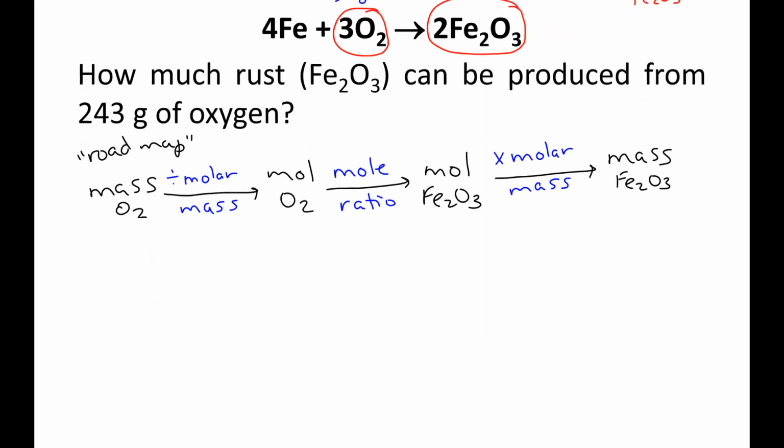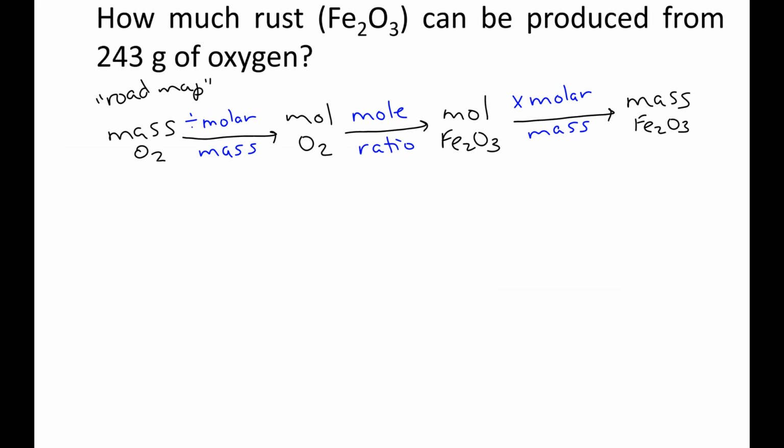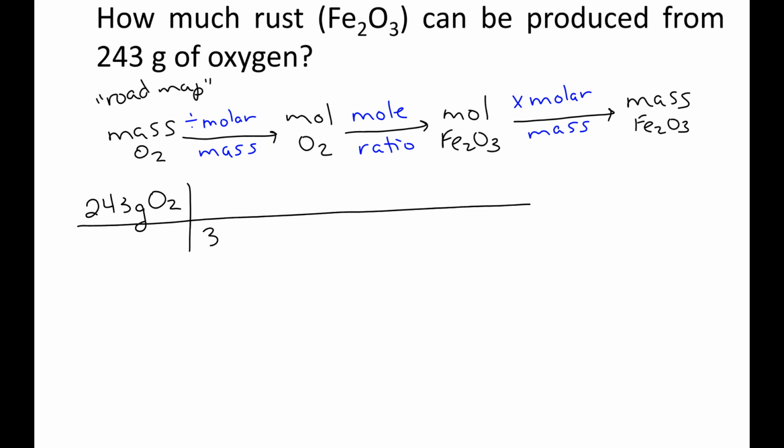Okay, so now that we have our plan together, I'm going to set this up forward, and we're going to do our triple picket fence. Okay, so we're going to start out with 243 grams of O2. I'm going to draw a long line. Okay, so now I've got to divide by molar mass. So that means my molar mass goes on bottom and 1 mole goes on top. Okay, now I've got my 1 mole of O2.